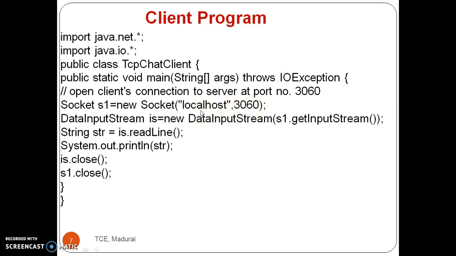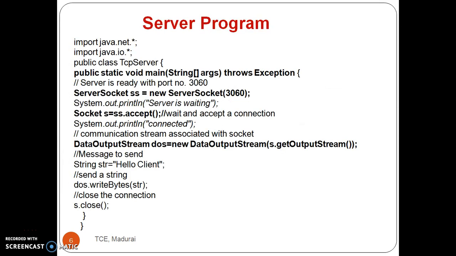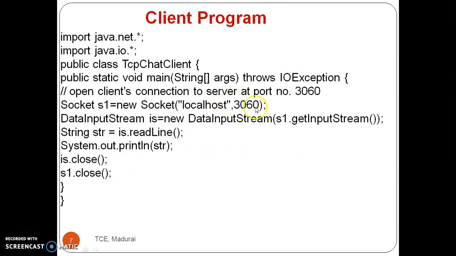Always we need to pass the IP address of the server here. Then we need to pass the port number here. This is the value 3060. The same value we pass for the server socket needs to be used here. Then only can both server and client be connected.